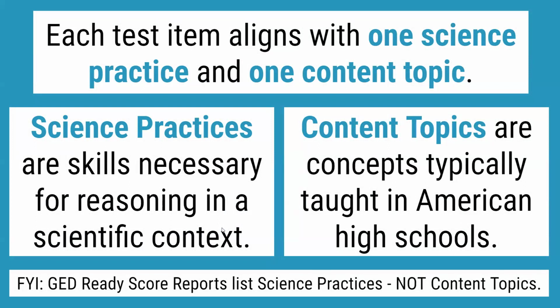So science test items are aligned with a science practice, one of them, and a science topic, one of them. A science practice refers to the skills that are necessary for scientific reasoning. A content topic is the science content topic itself, health science, ecosystems, whatever it may be. So you're going to have one skill being tested and one piece of content area knowledge being tested. And we'll talk a little bit more about what that looks like in a minute.